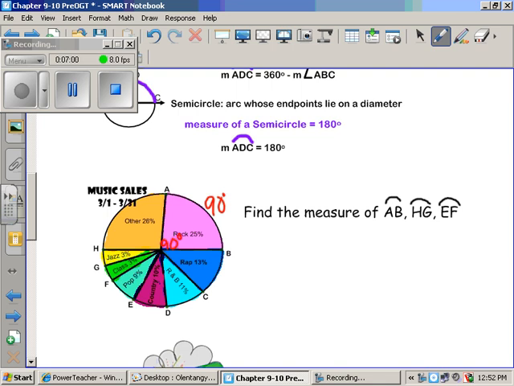Okay. How about HG? What would that be? Rashad? Right. 3% of 360 is 10.8. You multiply it by 360? Right. 3%. So 0.03 times 360.